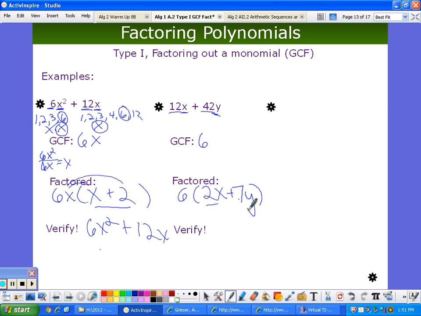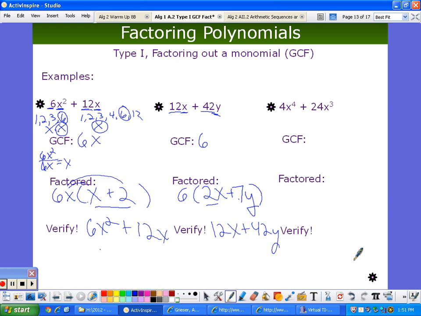Oh, 1.7y. And again, where do we find those kinds of mistakes? In our verification stuff. So please don't skip it. It seems like, no, that's silly, I don't need to do it. 6 times 2x, 6 times 7y. Compare that with what you started with. Make sure it's the same.